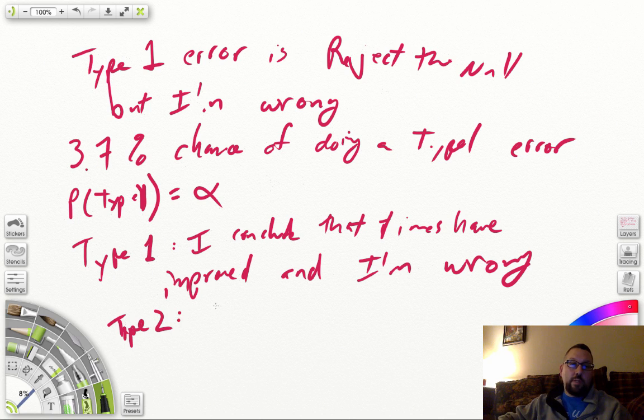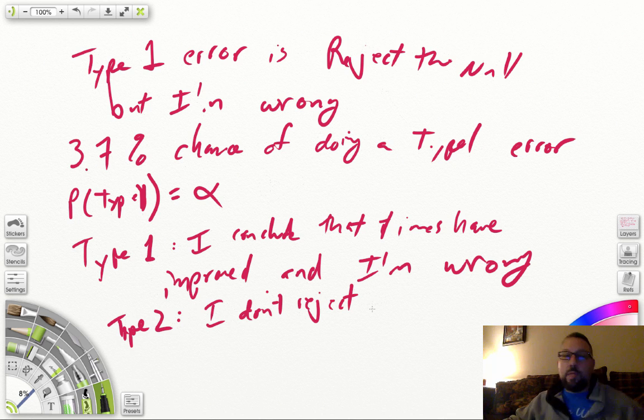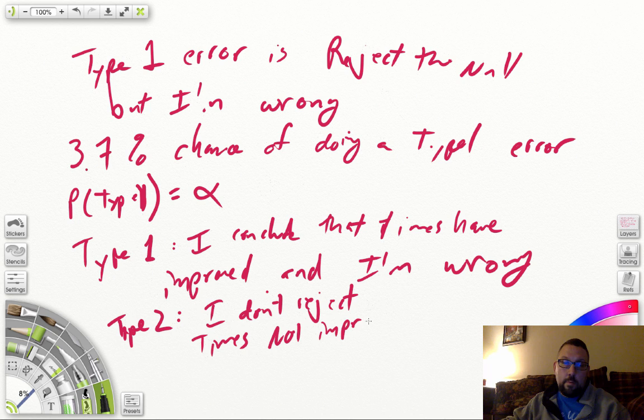So a type 2 error is I don't reject and should have. So that is, I conclude that the times aren't improved when they really are. All right, times have not improved. So I conclude that times have not improved, but they really have.